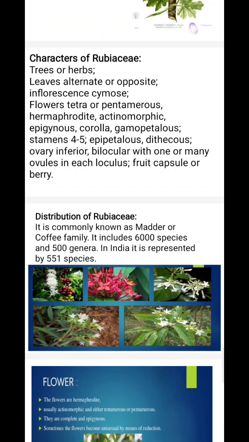The ovary is bilocular, that means it contains two locules or two chambers. In that they contain one ovule or many ovules. Then the fruit is a capsule or berry type. So these are some general characters of the family Rubiaceae.